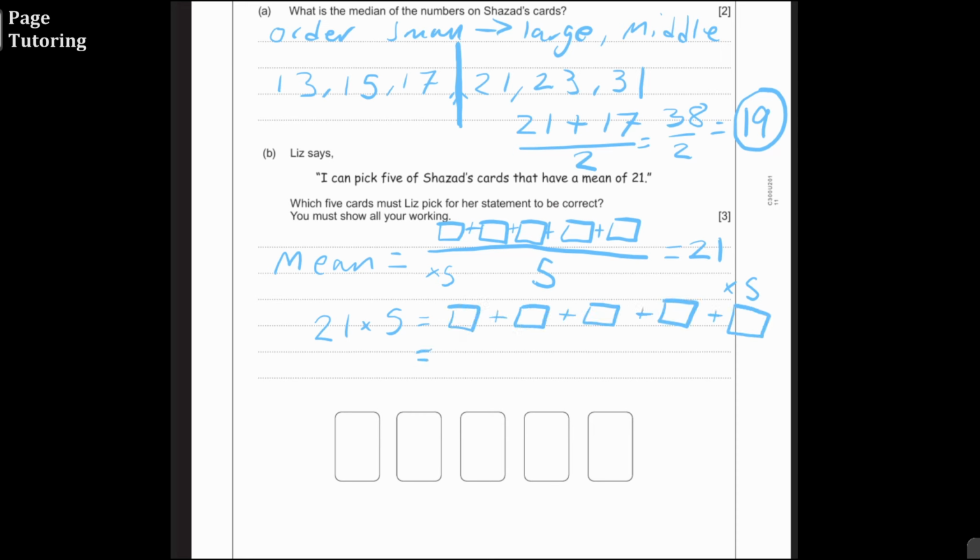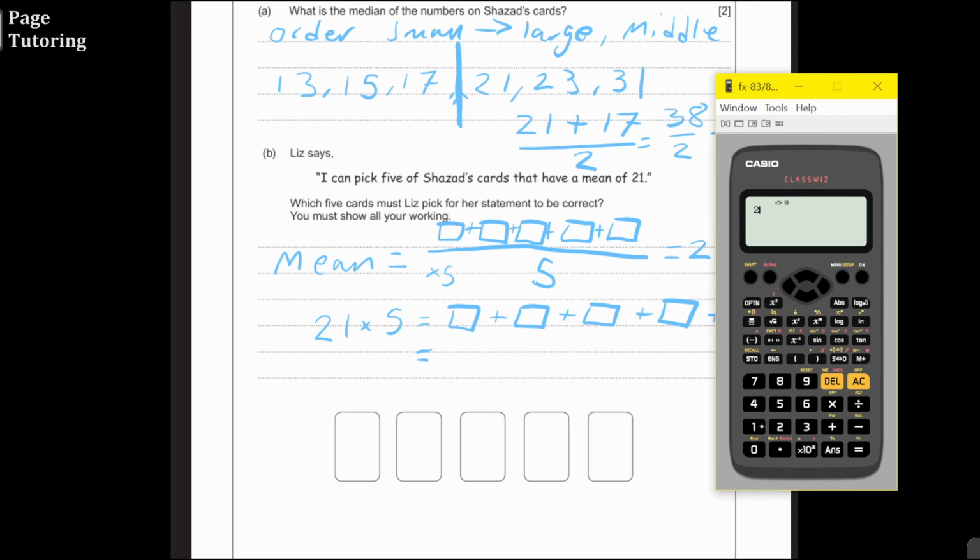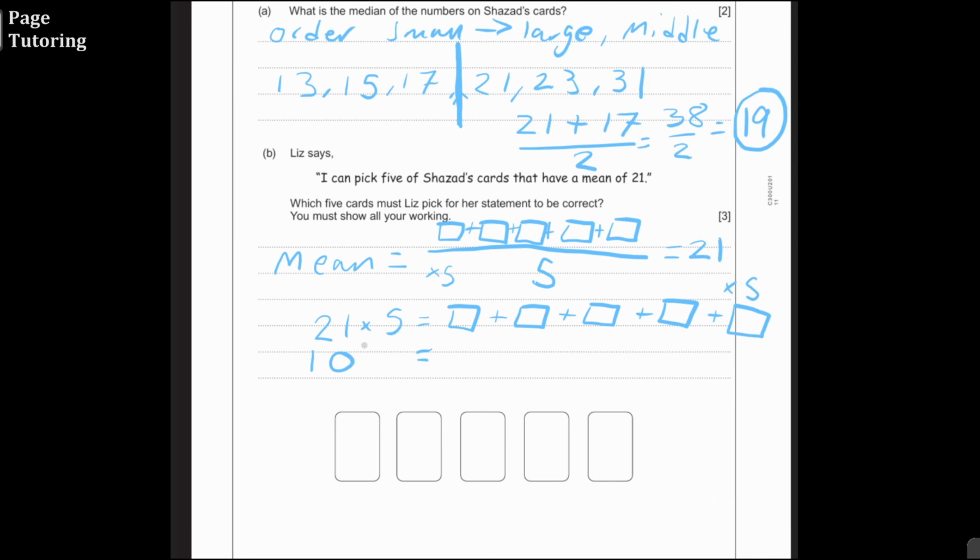Okay, so what do I get? Let's get out our calculator and plug in 21 times 5. So all of the numbers added would be 105. Okay, well we now know more information. We don't need to just randomly guess the numbers, and we don't have any dividing. It's all the numbers added up would be 105.